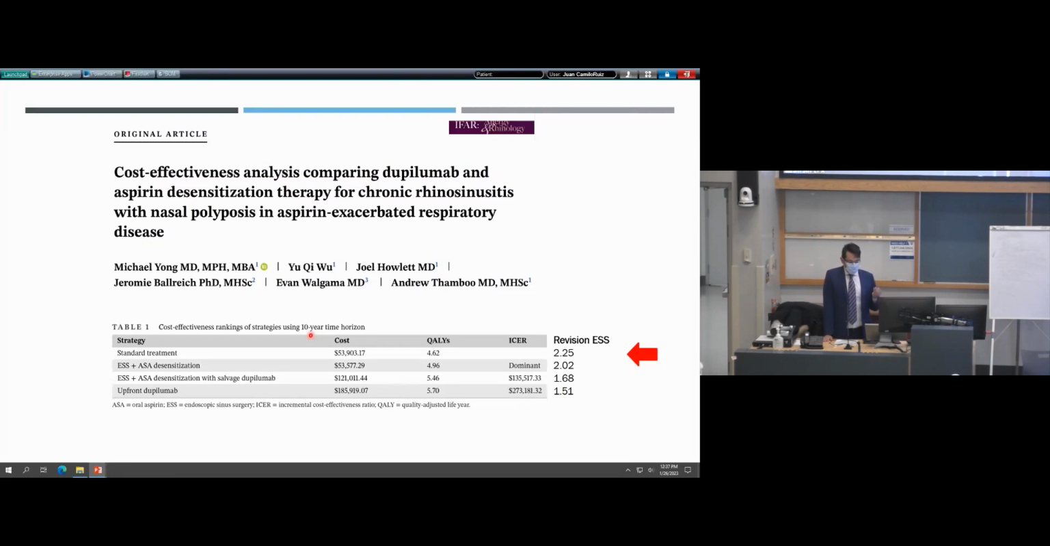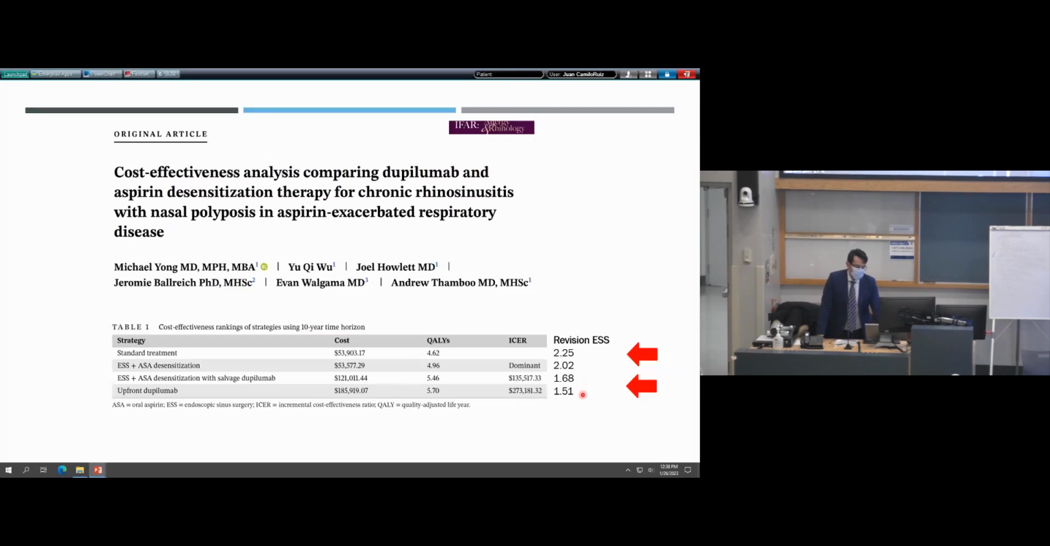Now, the revision surgery number is 2.25. If you desensitize patients, usually the cost goes slightly lower by a few $100s, but the revision surgery rate drops to 2.02. Now, if you compare that to biologics like Dupixent, in patients who did aspirin desensitization and failed and then started Dupixent, the cost more than doubles from about 53,000 to 121,000. But if you look at the revision history, it's quite low at 1.68.